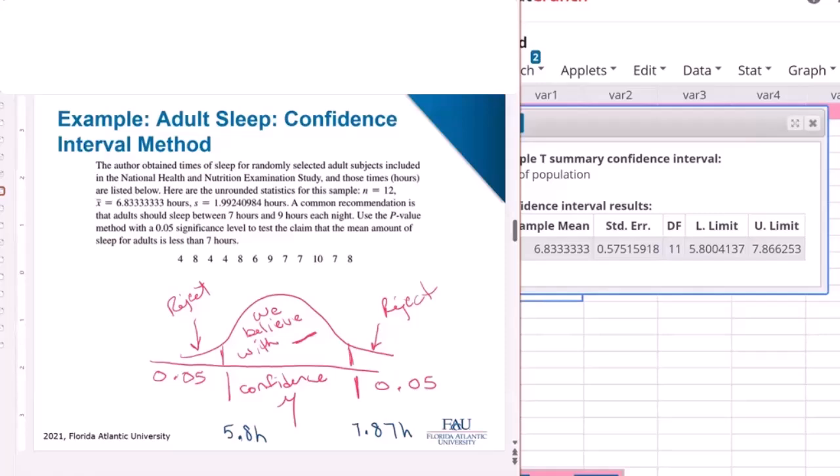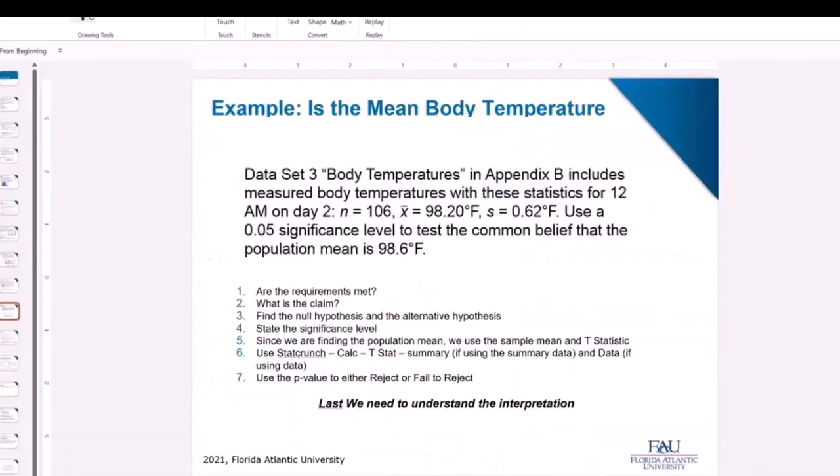7 hours falls in there. Again, we can't reject the fact that it's equal to 7 because 7 is in our confidence interval. Either way, we actually get the same information.